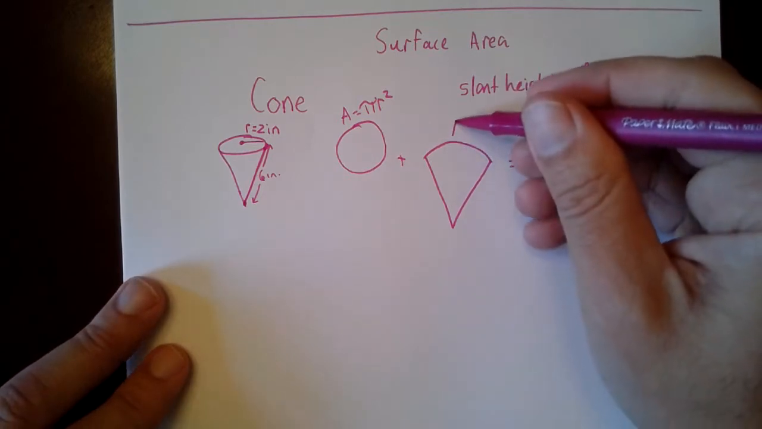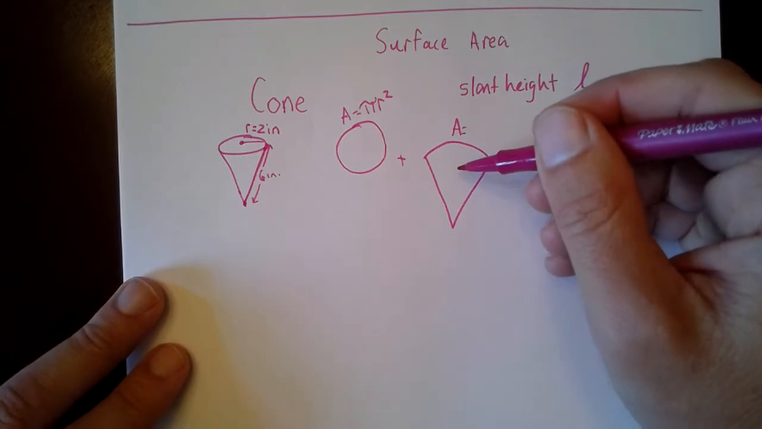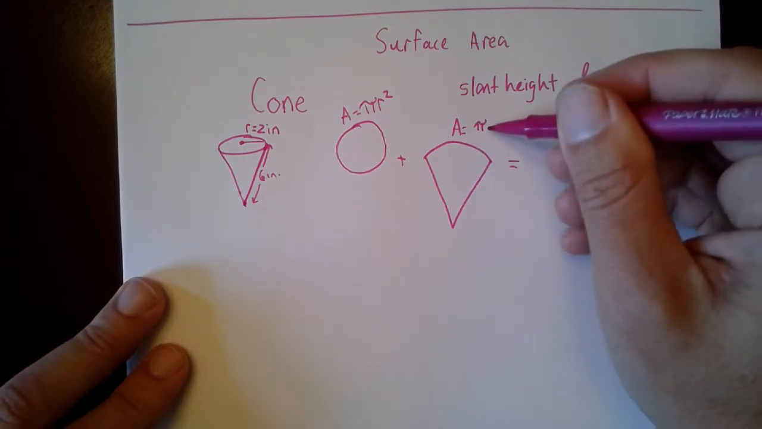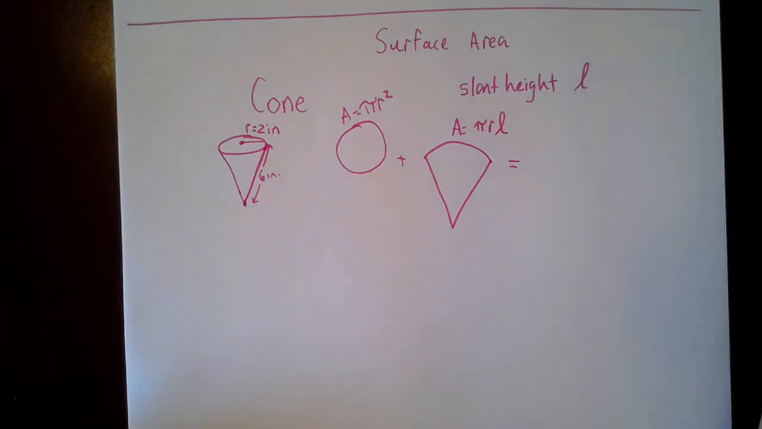So the area of this triangular looking base is going to be pi times the radius times the slant height. All right. And that's how we can find the surface area of a cone.